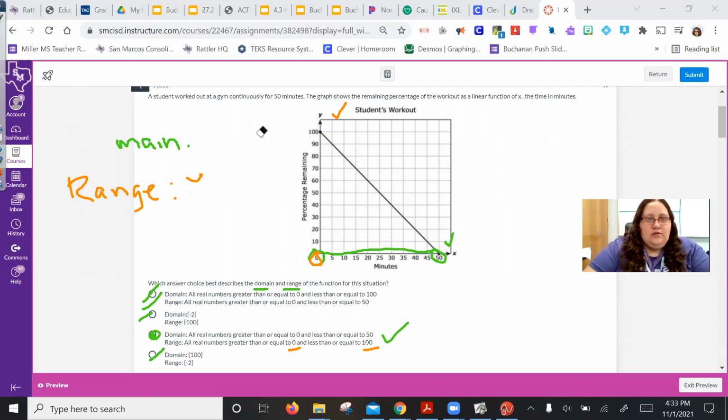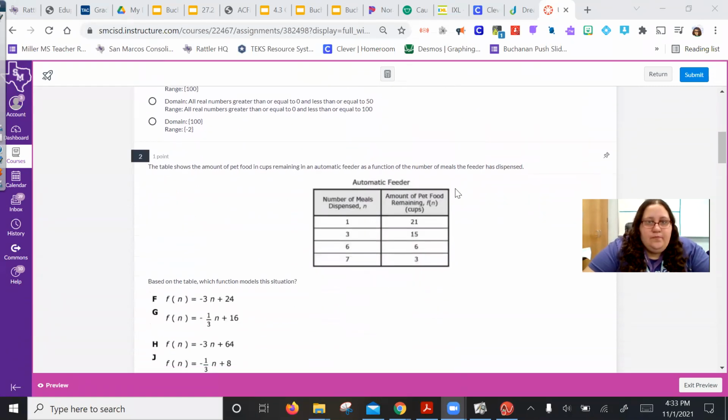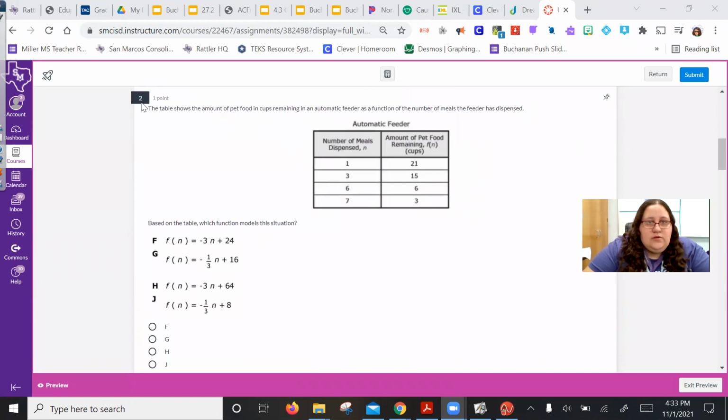So I'm going to go ahead and erase. Okay. So now we're going to go on to question number 2. Question number 2 says the table shows the amount of food in a cup remaining in an automatic feeder as a function of the number of meals the feeder has dispensed. Based on the table, which function models the situation? So we're going to go ahead and just use our calculators, and we're going to plug in these equations and match the table.